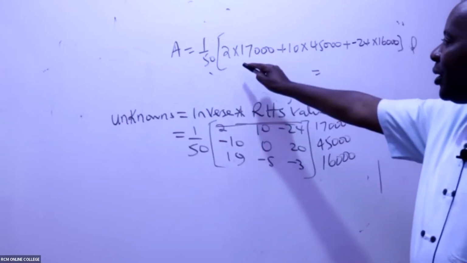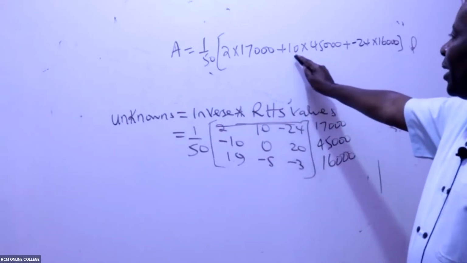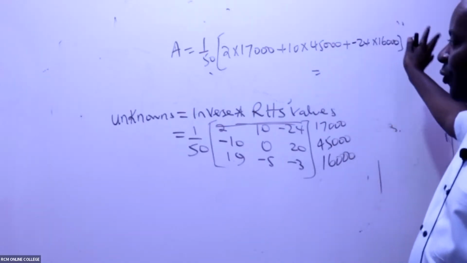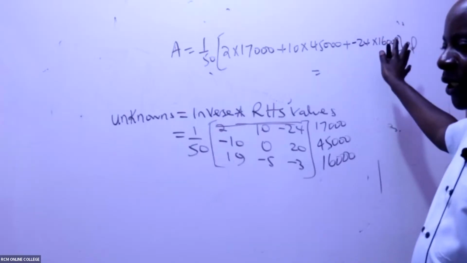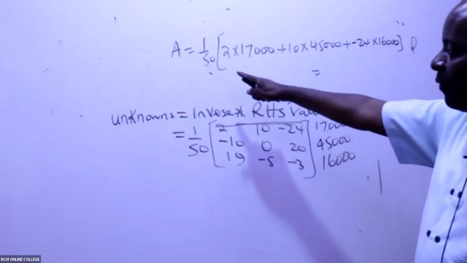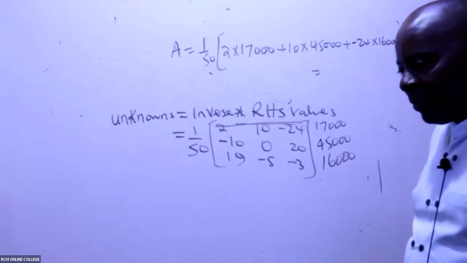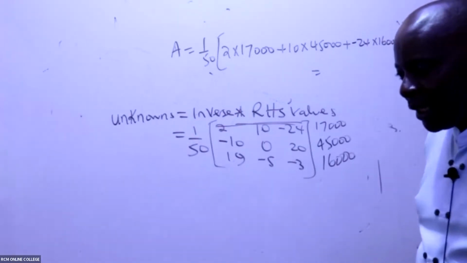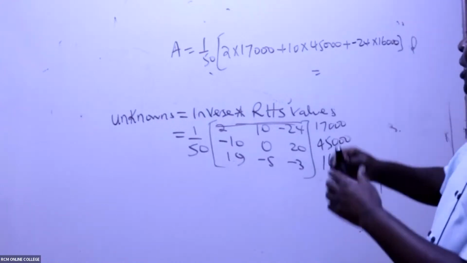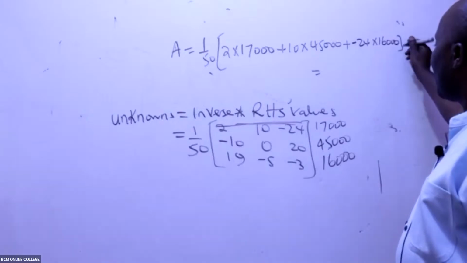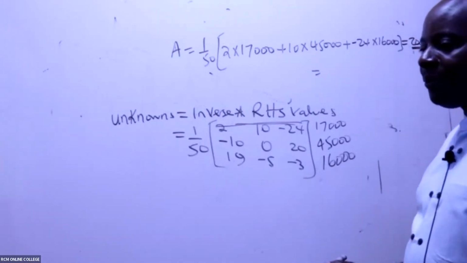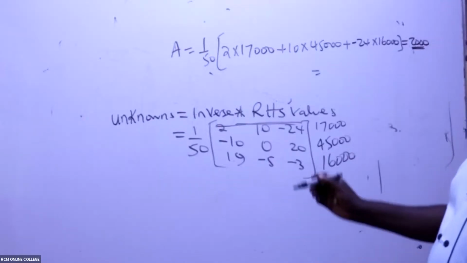So take 2 times 17,000 plus 10 times 45,000 plus minus 24 times 16,000. Say equals first, and whatever you get, you divide by 50. I'm being told that the answer here is 2,000. And then now you go for B.